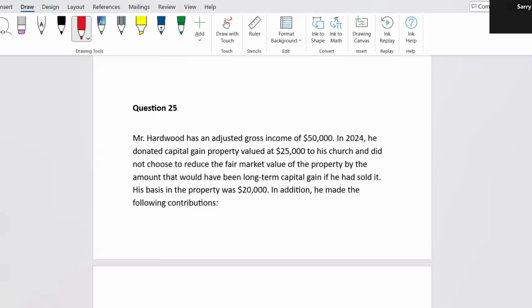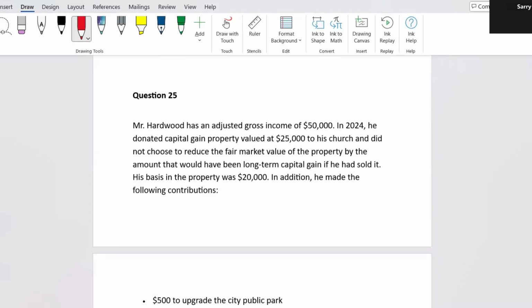Question 25. Mr. Hardwood has an adjusted gross income of $50,000 in 2024. He donated capital gain property valued at $25,000 to his church and did not choose to reduce its FMV, fair market value, by the amount that would have been long-term capital gain if he had sold it.